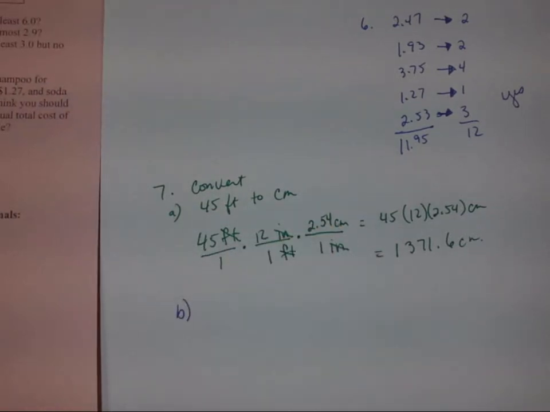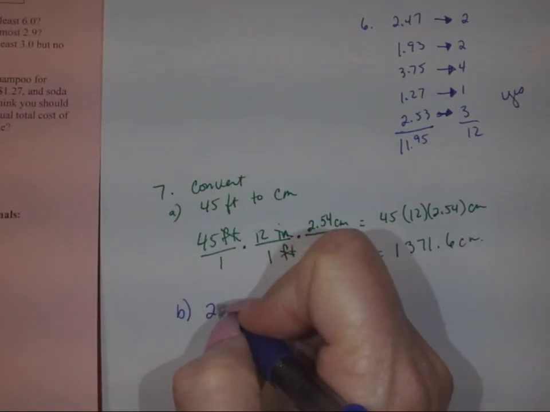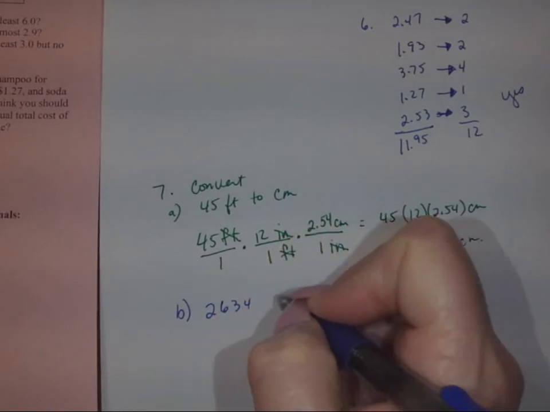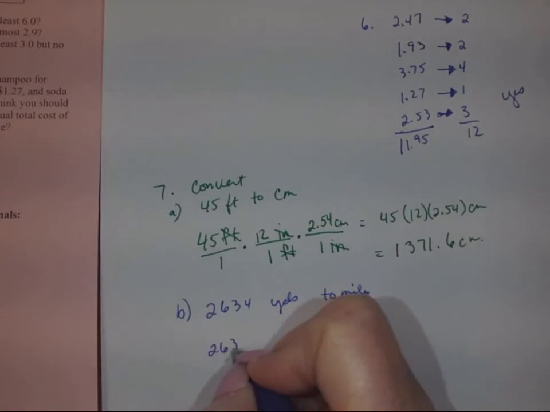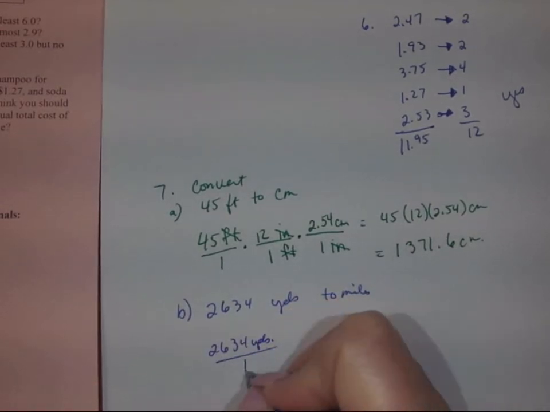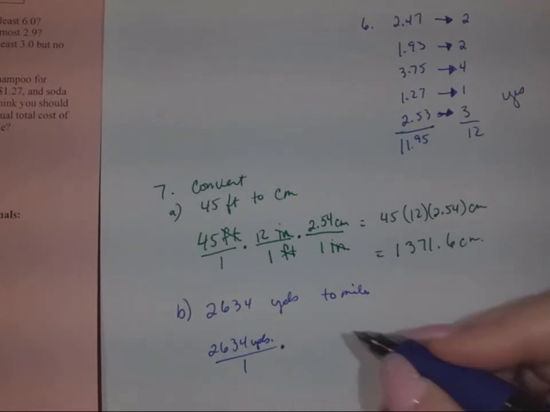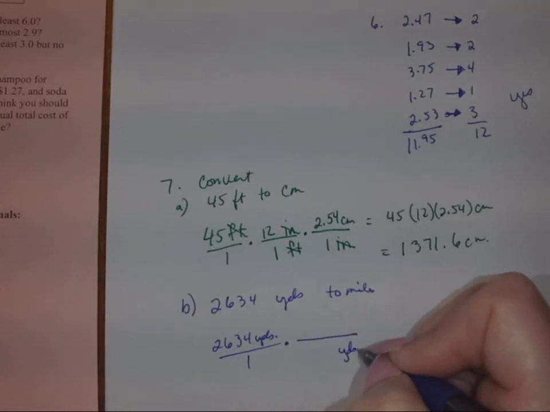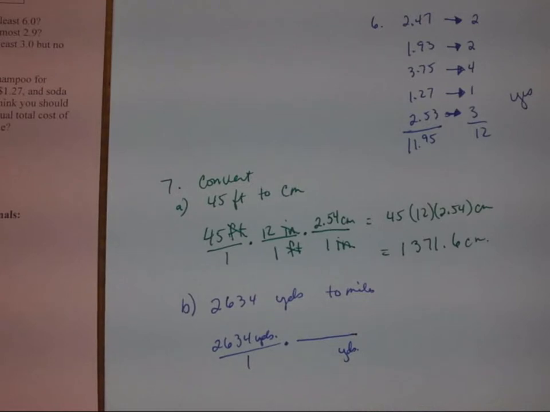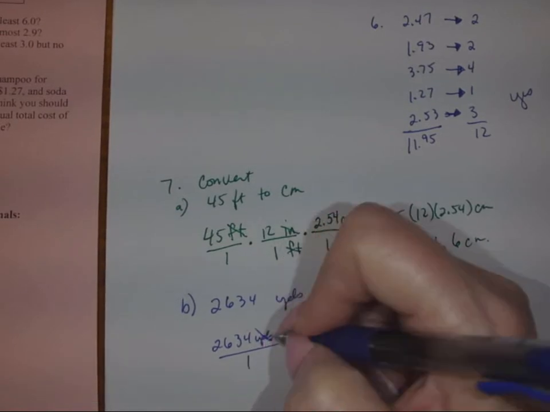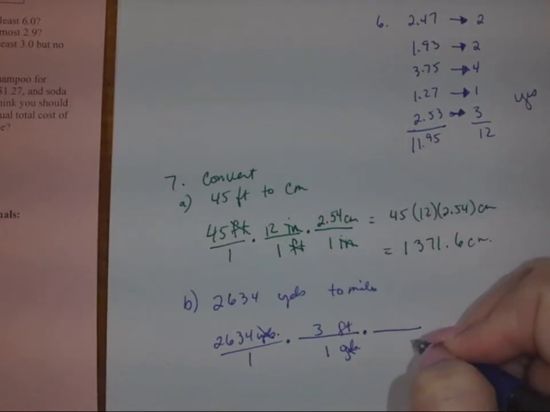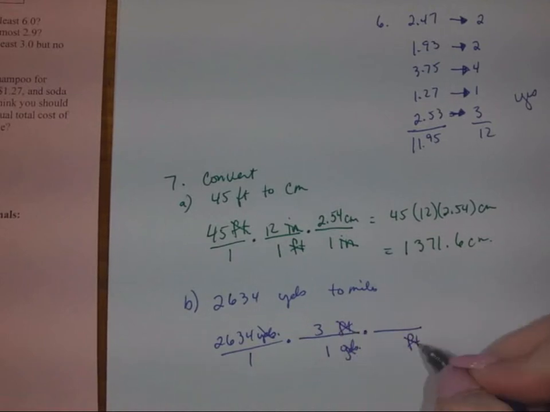So part B. We are going to take 2,634 yards to miles. So we'll start with our 2634 yards, and we can put that over 1. You don't have to, but sometimes it makes it easier. We have yards on the bottom, and we've got to go to miles. We don't know how many yards are in a mile, but we know how many feet are in a mile, and we know how many feet are in a yard. So for each yard, there are 3 feet. So now my yards will cancel.